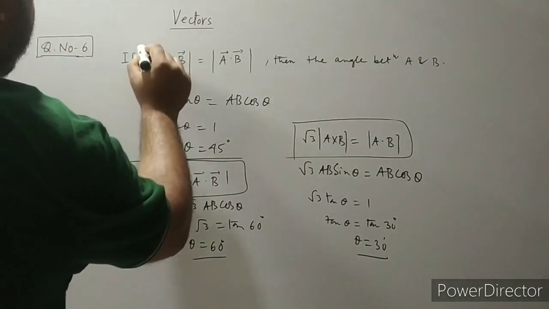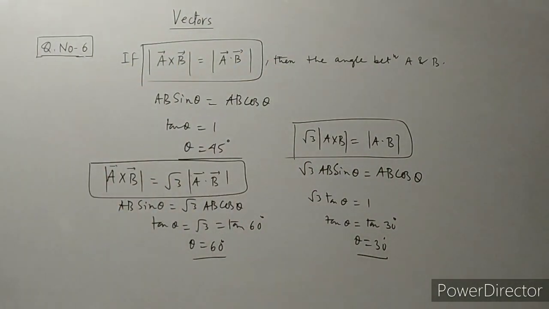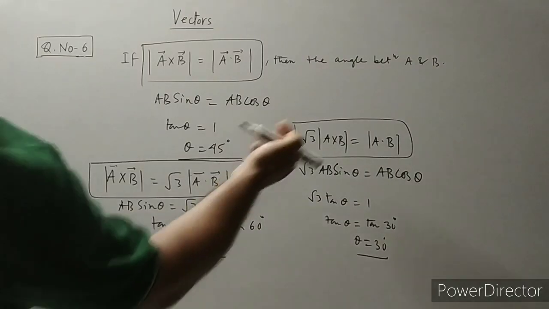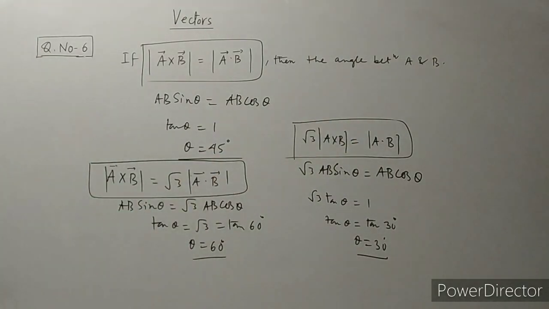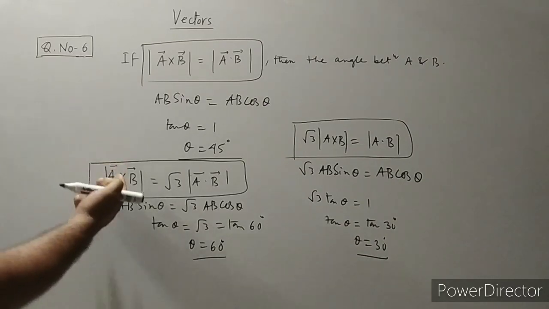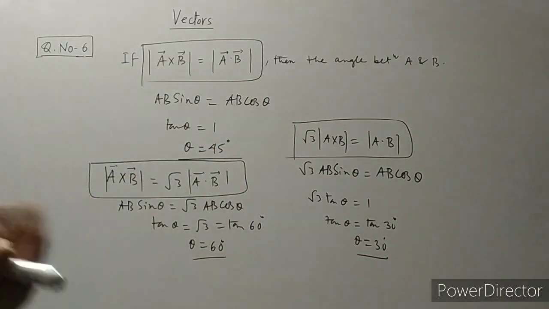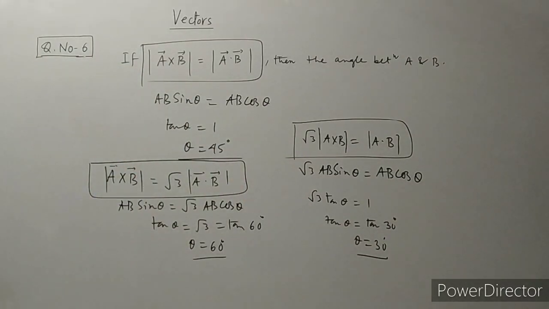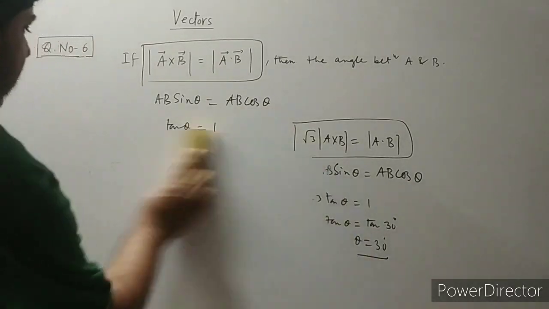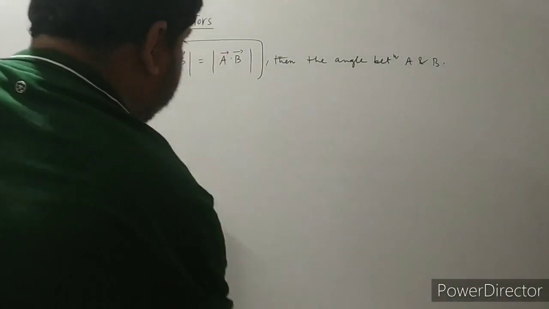Fine. If A cross B is equal to A dot B, what is the angle between A and B? If root 3 A cross B is equal to A dot B, what is the angle between A and B? If A cross B is equal to root 3 A dot B, what is the angle between A and B? Or a similar question will be like this.